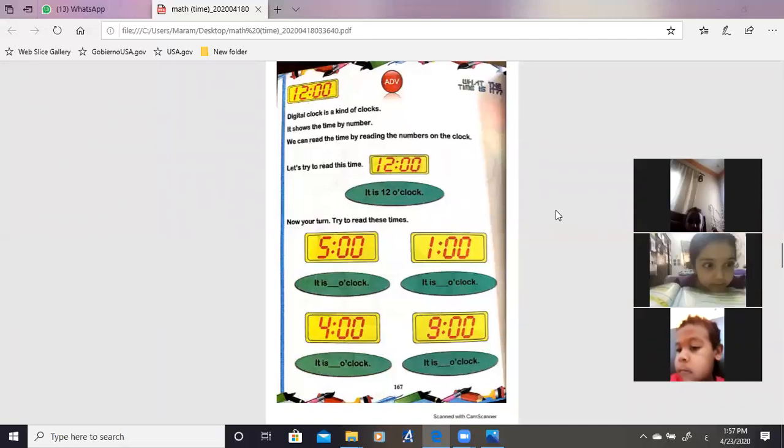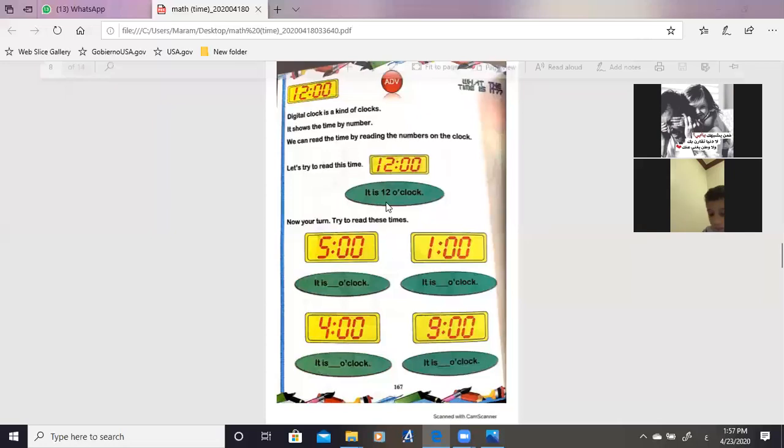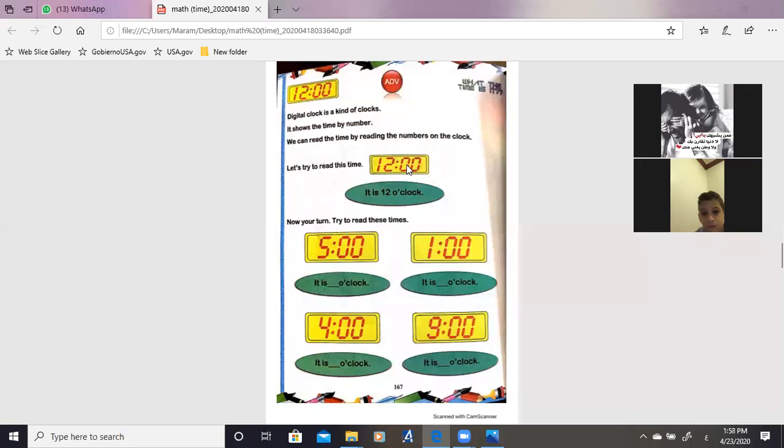Now, this is also called a clock. Please stop talking and look at me. It is called a digital clock, okay?